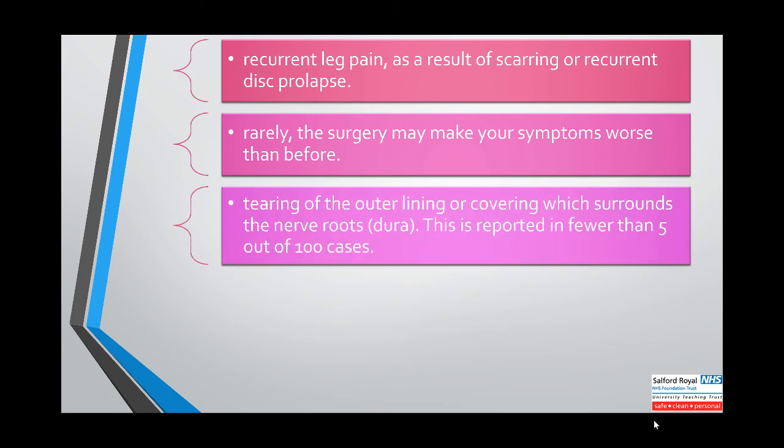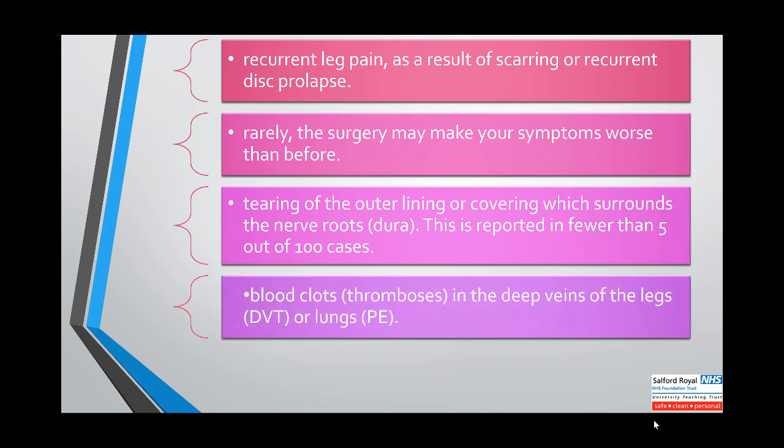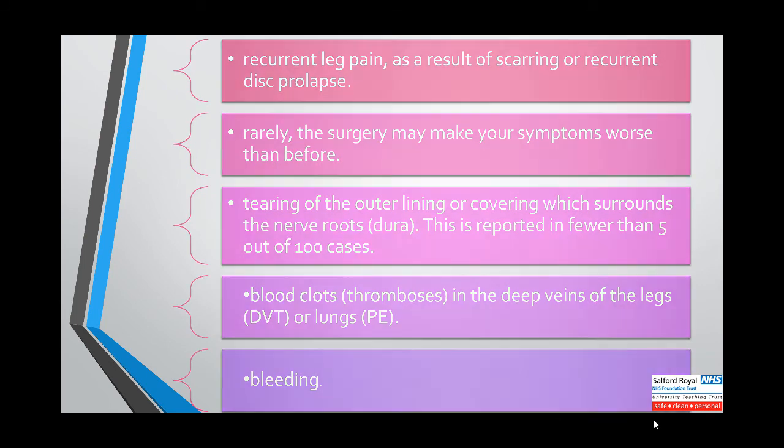Tearing of the outer lining or covering which surrounds the nerve roots, which is called dura. This is reported in fewer than 5 out of 100. Blood clots, thrombosis in the deep veins of lungs or legs. Bleeding.